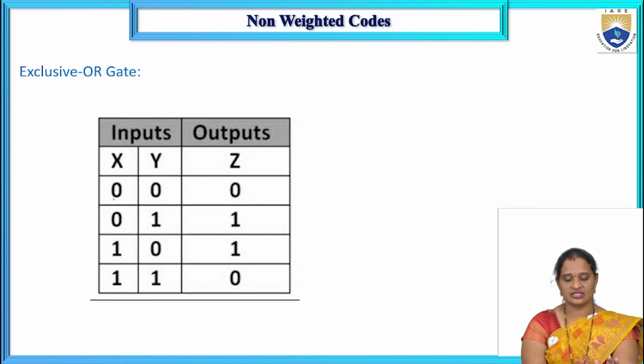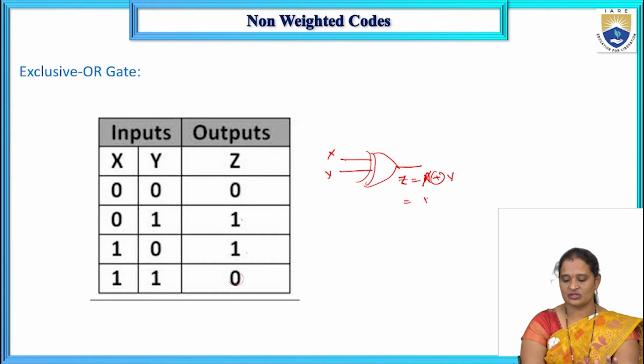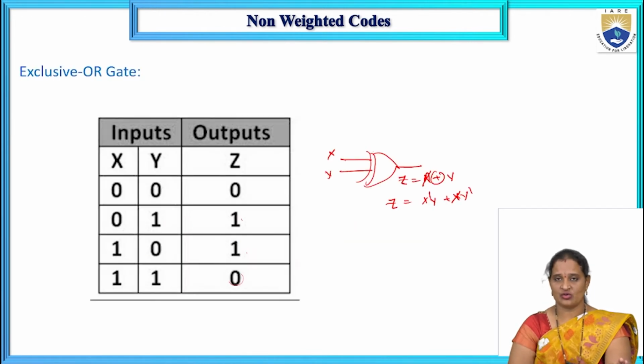When both the inputs are the same, that is 0, 0, the XOR output is 0. When both the inputs are the same, that is 1, 1, the output is also 0. When both the inputs are different, that is 0, 1 or 1, 0, the output of the XOR gate is 1. So this is the symbol for the XOR gate, X, Y, Z. We can also represent this as Z equals X XOR Y, or else as X bar Y plus X Y bar. So this is the exclusive OR gate. Using this exclusive OR operation, we can generate the gray codes.